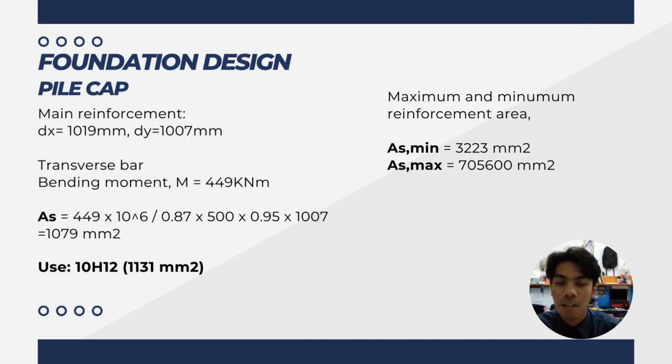For the main reinforcement, transverse bar, bending moment is 449 kN meter. AS required is 1079 mm². We use 10H12. The area provided is 1131 mm². For the maximum and minimum, AS min is 3223 mm² and AS max is 705,600 mm².